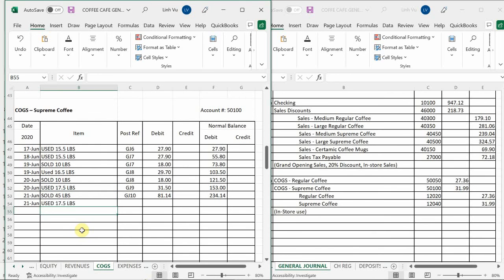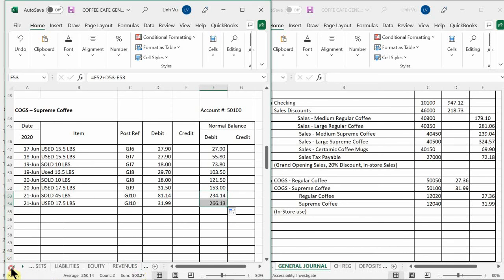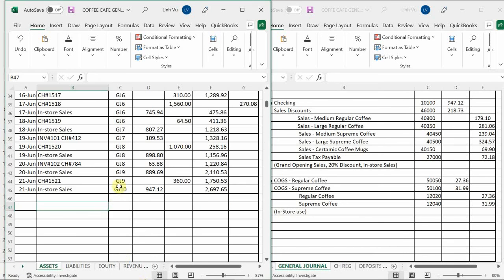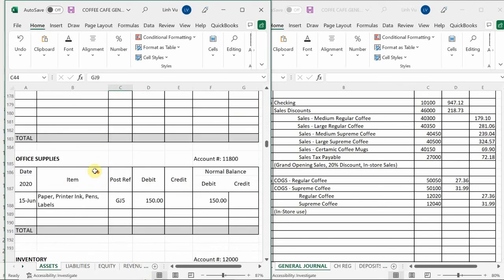You did use 17.5 pounds. Journal 10, but this time it was for $31.99. So my grand total, I have 266.13. Good. 266.13. Okay. Last but not least, let's go ahead and update my inventory.